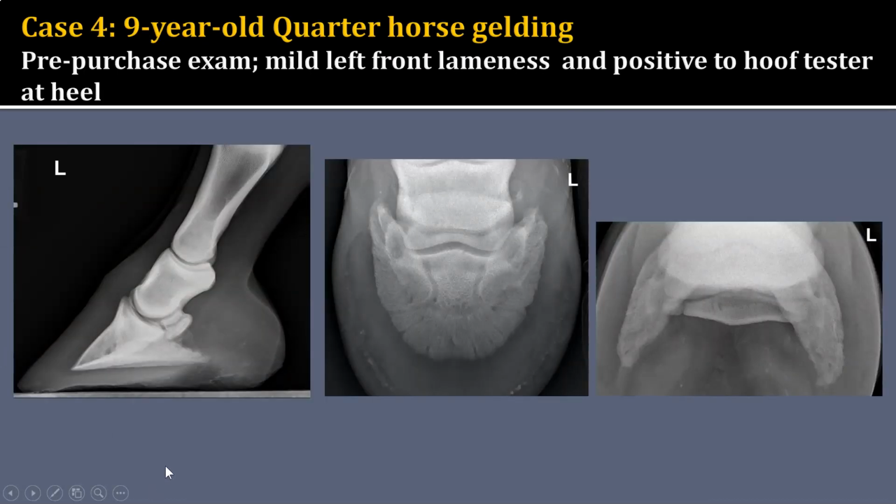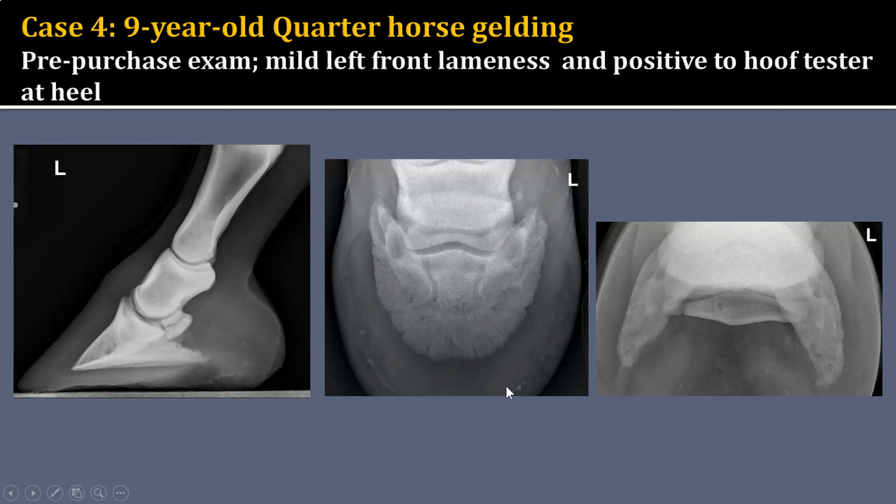Case number 4 is a 9-year-old quarter horse gelding. This is actually a pre-purchase exam. On the pre-purchase exam, the patient had mild left front lameness and was positive to hoof tester at the heel. There are the 3 standard views that we would obtain for the distal phalanx and the navicular bone. The lateral view looks pretty normal. I have no changes to the distal phalanx or the hoof wall, normal alignment, so that looks pretty good.